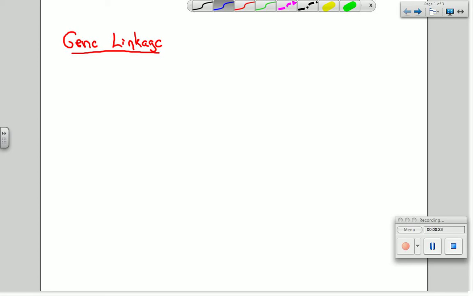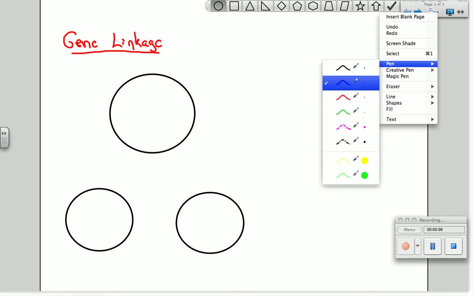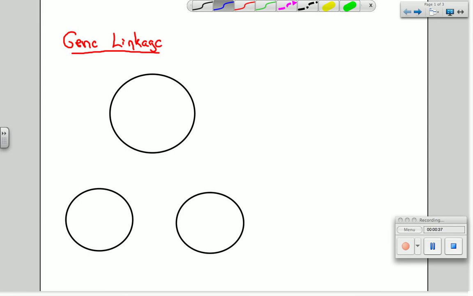Let's consider a diploid cell, which has two sets of homologous chromosomes. So in this instance, I'm going to draw my two sets of chromosomes. They contain on them the gene G and the gene N.